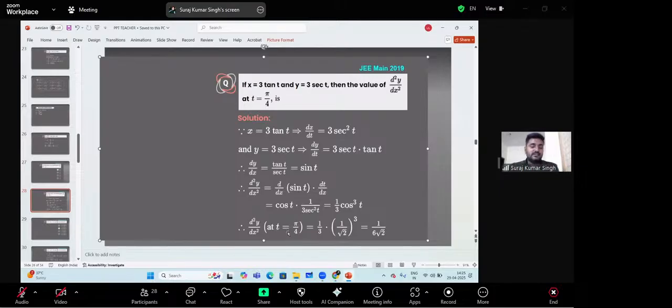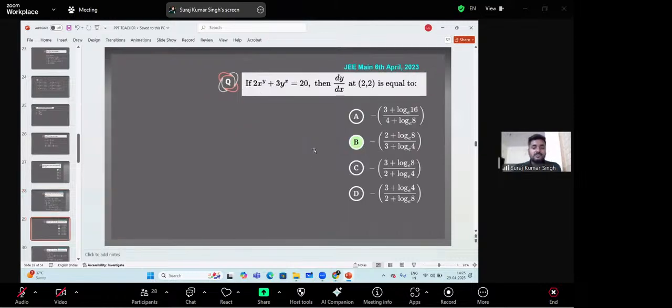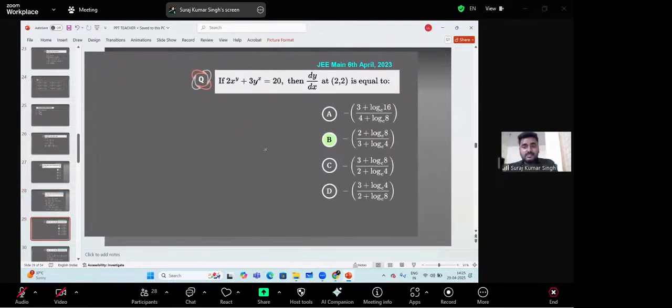So you can see, yes, in JEE 2019 this question was asked, a very easy question. Okay, so if we are a little careful about this type of questions, the student will do it very easily. Okay, sir. So again, you can see another question.